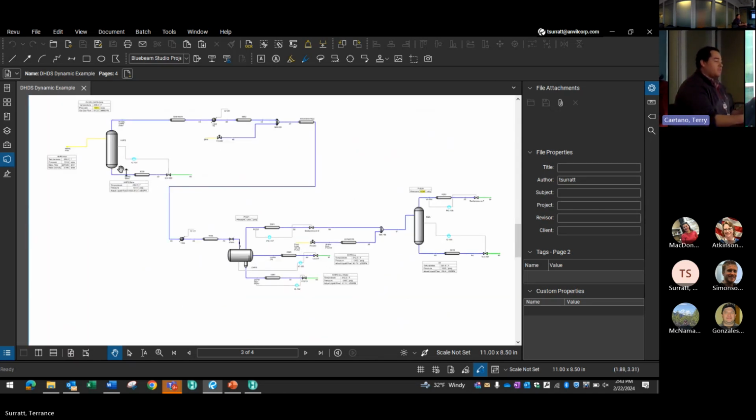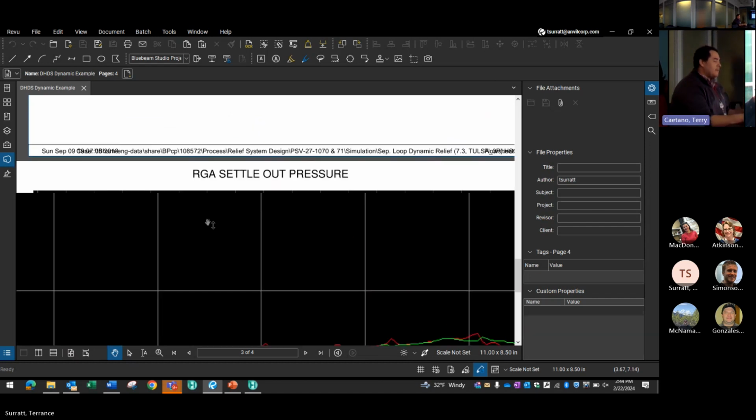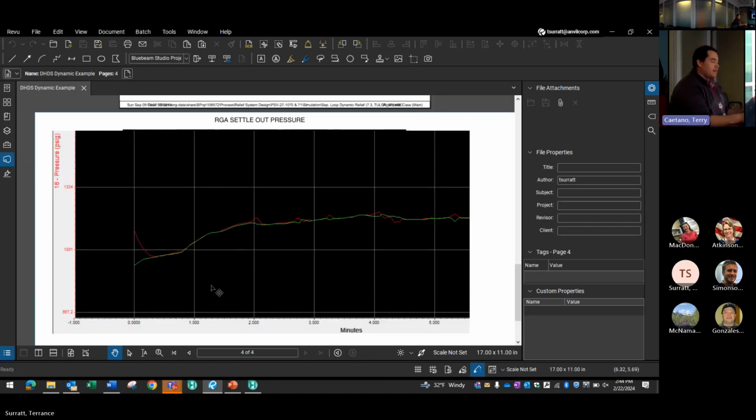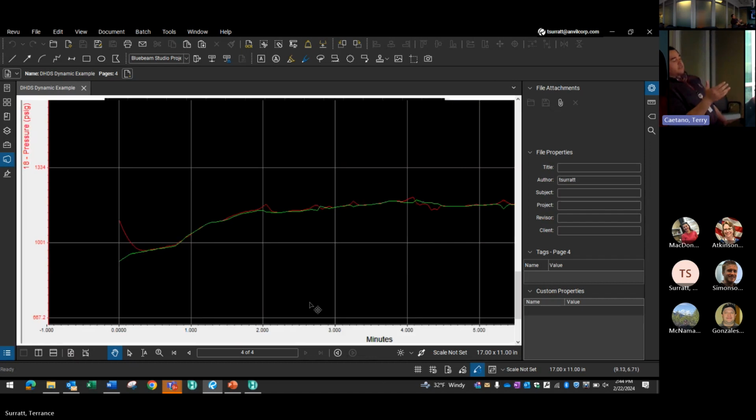These are the high pressure, low pressure separators. You can model all this in quite a bit of detail in terms of level control, pressure control. And then I had just the settle out chart that HYSYS spits out. They're called strip charts in HYSYS. You can plot any variable for any stream over time.